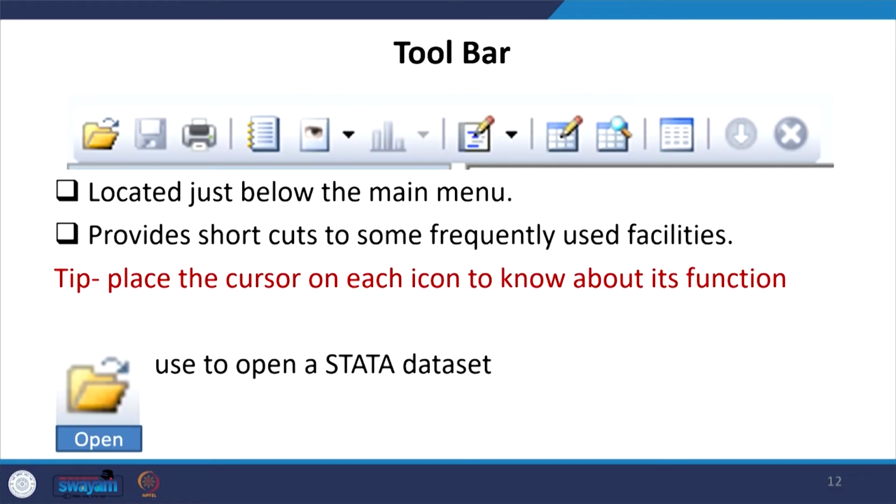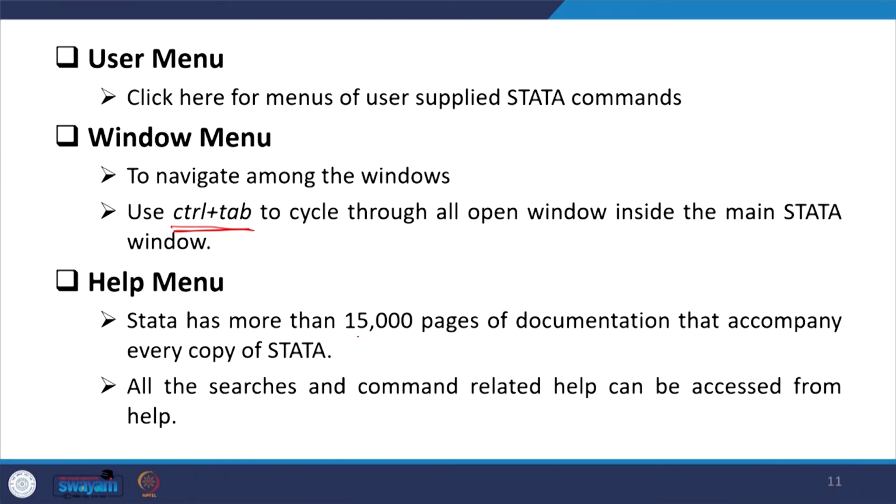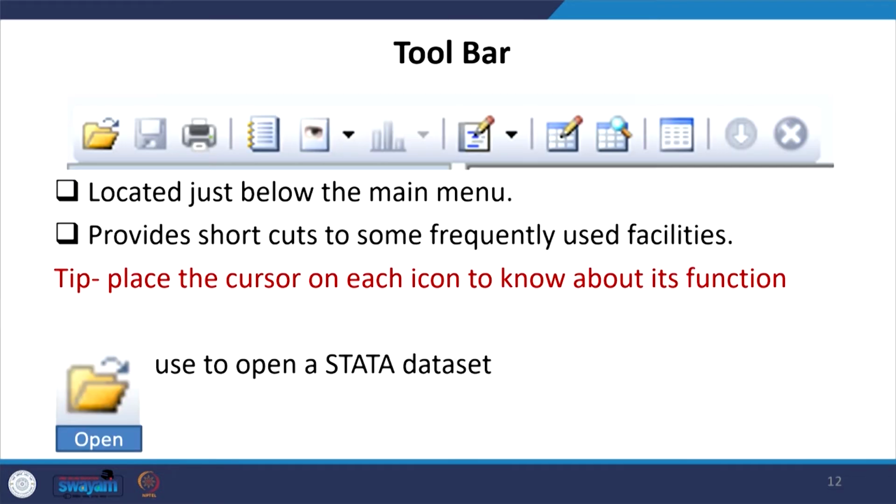The last one we are explaining is the help menu. Help menu is most important. If you are stuck somewhere and not getting the right direction, simply type a keyword, whichever is striking to you, in the help menu. STATA has more than 15,000 pages of documentation that accompany every copy of STATA. All the searches and commands related to help can be accessed from this help menu.